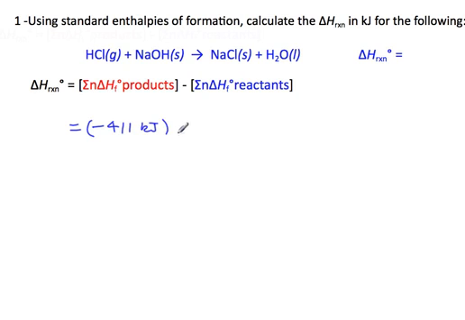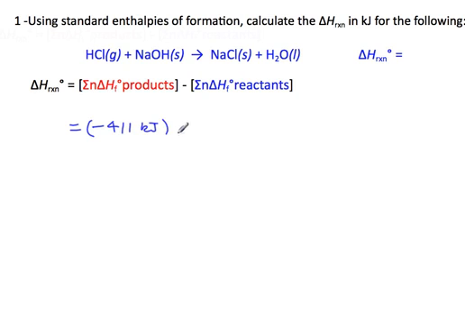Okay, so we add those together. That's what the sigma means. We're going to add those together, and there's our products minus. We're going to do the same with our reactants. And so hydrogen chloride gas is negative 92 kilojoules enthalpy of formation. Let's just get all of it in there.